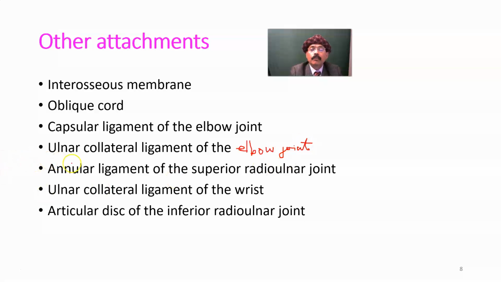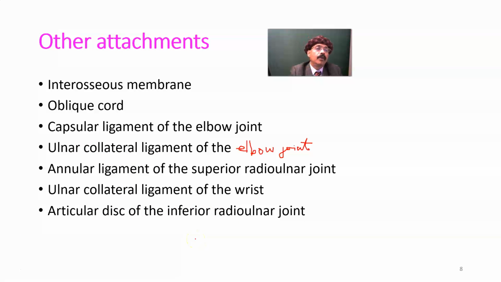Okay, so the annular ligament of the superior radioulnar joint is attached by the side of the radial notch, and the ulnar collateral ligament of the wrist is comparatively smaller than that of the elbow joint. The wrist ulnar collateral ligament is comparatively smaller. We have also the articular disc of the inferior radioulnar joint.